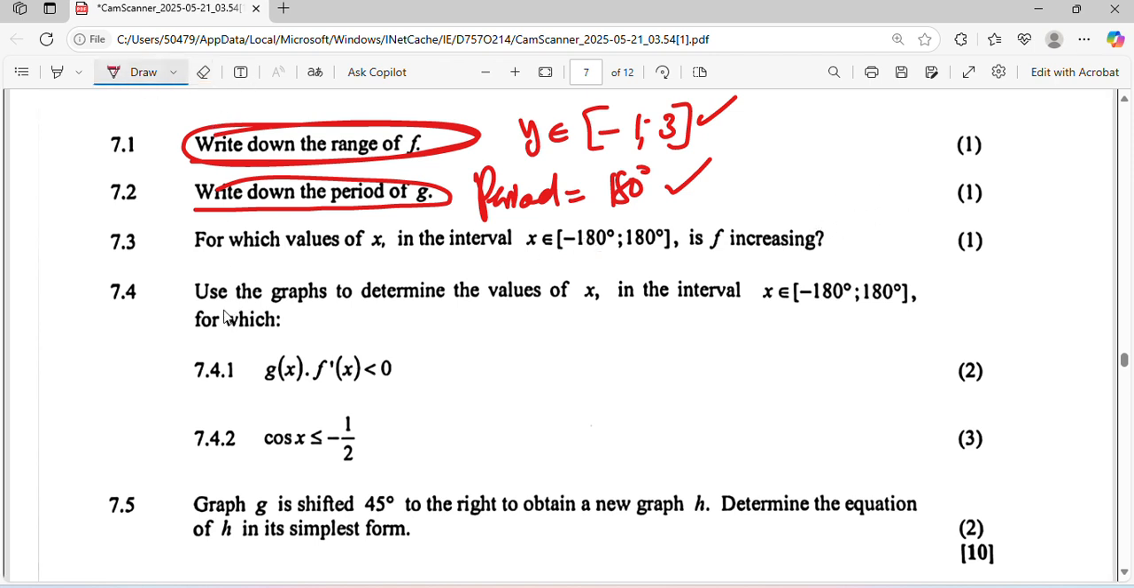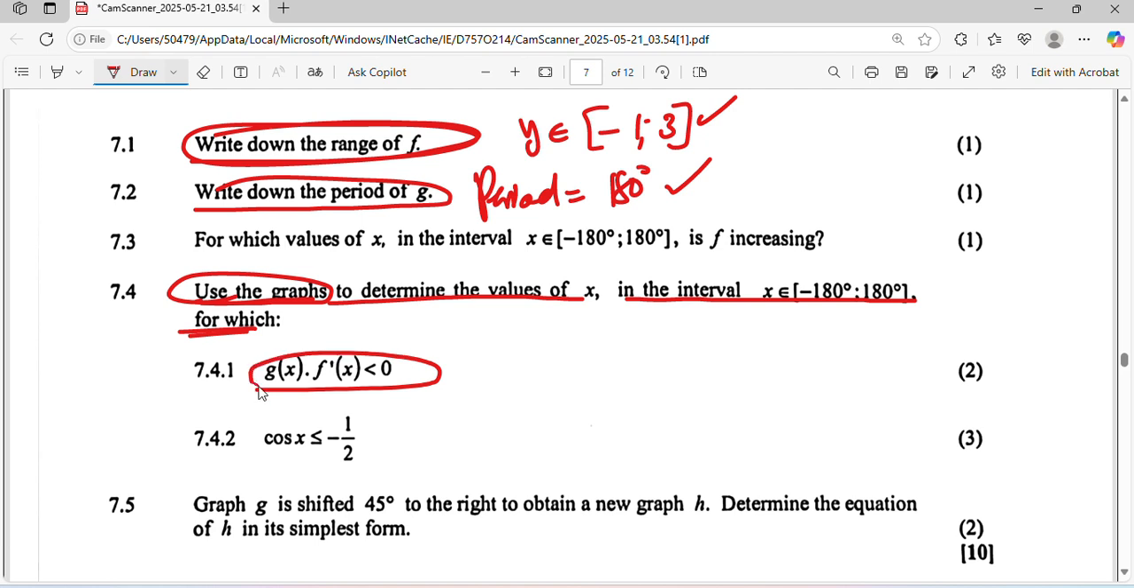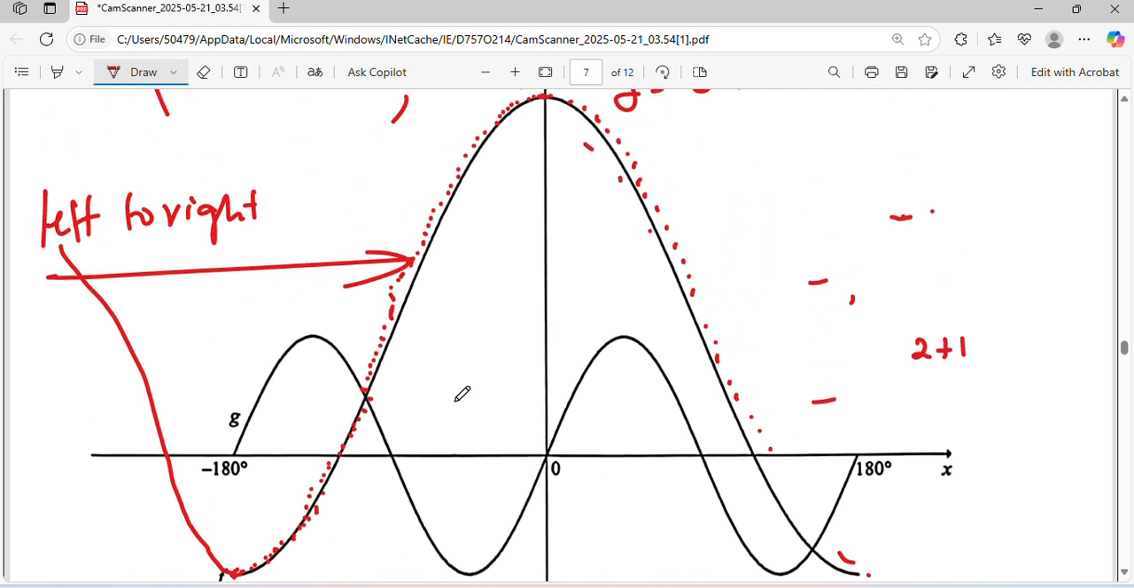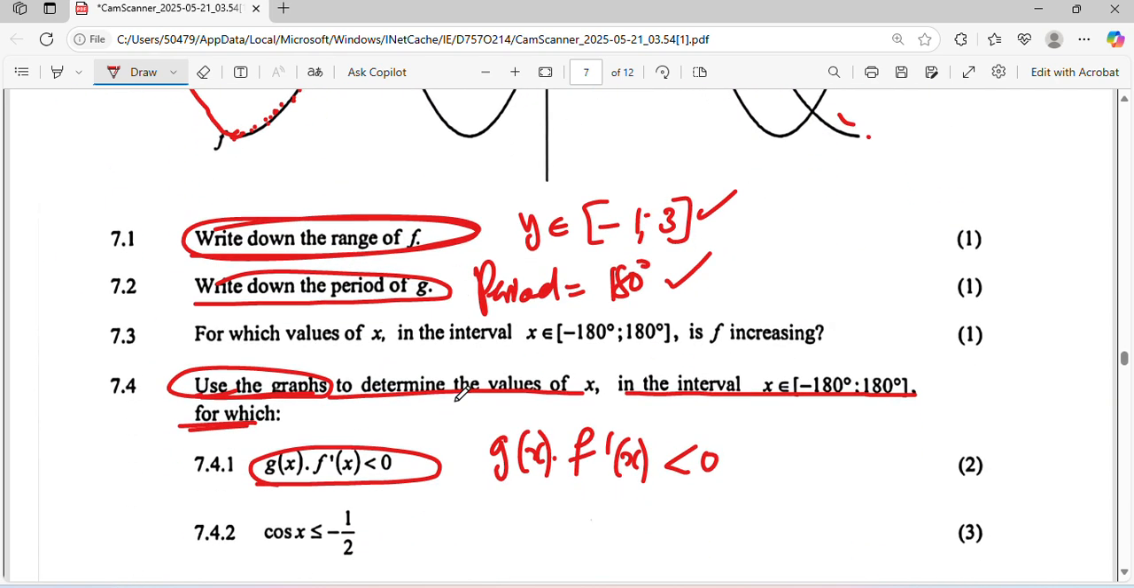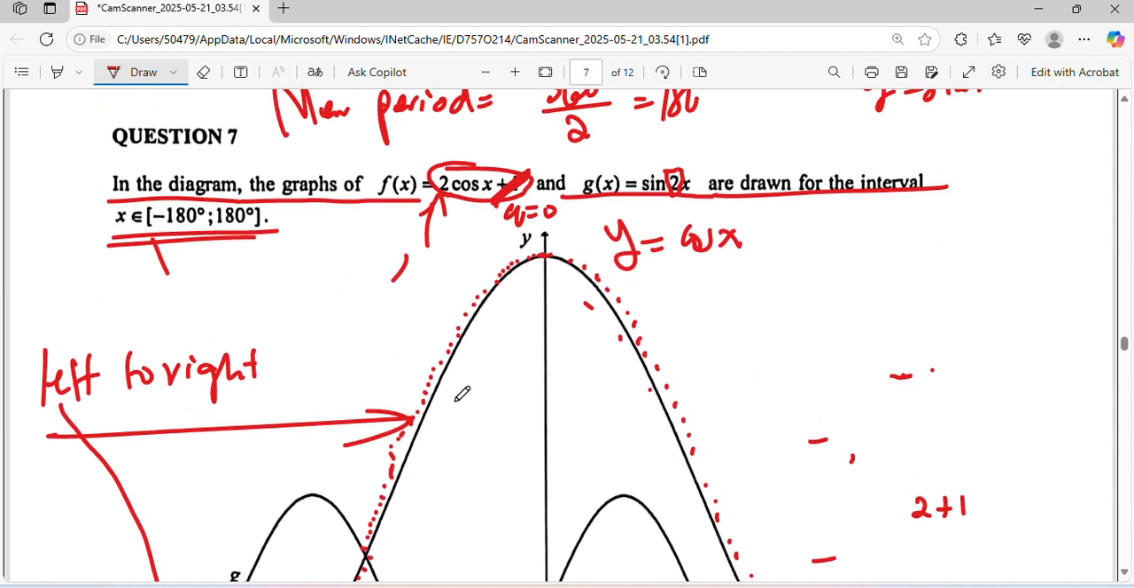Okay, 7.4, they say use the graphs, don't solve any equations. Use the graphs to determine the values of x in the interval from minus 180 to 180 for which this is true: g of x multiplied by the first derivative of f of x, f prime, must be less than 0. Now, the reason why they are saying use the graphs, look at this. G of x, if you try to use algebra, this is where you are going to face issues. You're going to have a mathematical breakdown here.